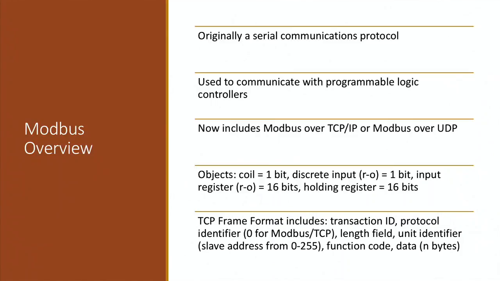So Modbus came around in the 1970s. It was originally a serial communication protocol before we started trying to force it over networks. It's used to communicate with these programmable logic controllers. Now you can do Modbus over TCP/IP or Modbus over UDP. When you are communicating with a programmable logic controller, what you're communicating with is a coil, which will hold a single bit, or you may be communicating with a register, which is 16 bits. And so there are read-only registers, like an input register. There's also a holding register, which is read-write. And you can see a discrete input is really just a read-only coil.